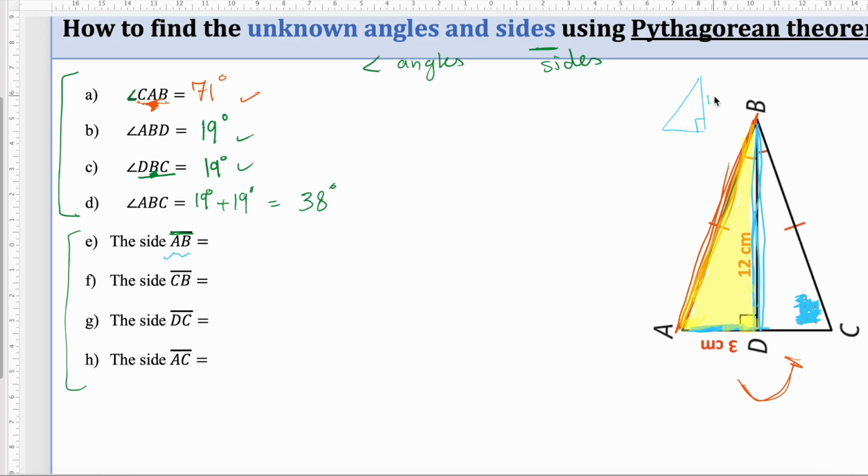So they gave me this as 12, this as 3. How can I find the last side? We use a squared plus b squared equals c squared. That's the Pythagorean theorem. Okay, the first step in the Pythagorean theorem is to correctly identify where is A, where is B, where is C. Always start off with C. C is the longest side, and it's the side opposite to the 90 degree corner. Okay, so this is the 90 degree corner.